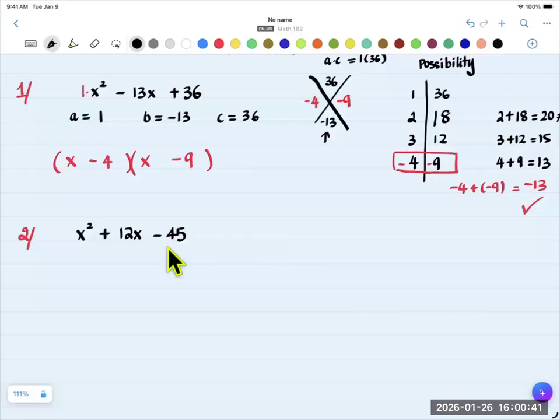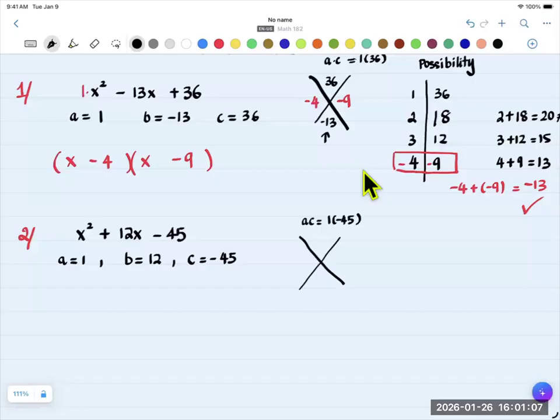Now let's take a look at another one. In this case, my a is 1, b is 12, and c is negative 45. The a is the number in front of the x squared, which is 1. A times C is 1 times negative 45, which is negative 45, and my B is 12. So negative 45 and 12.